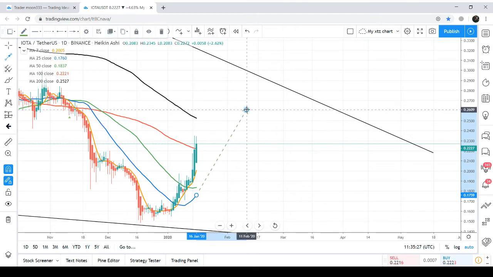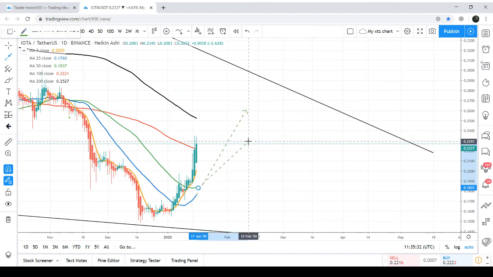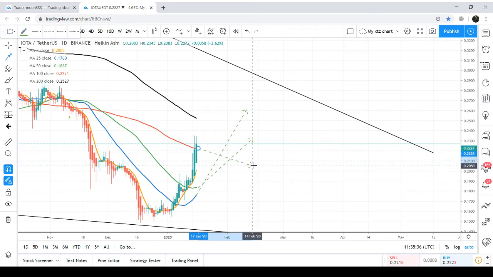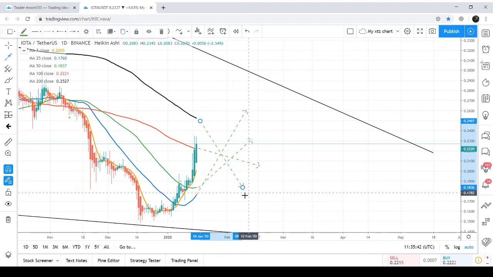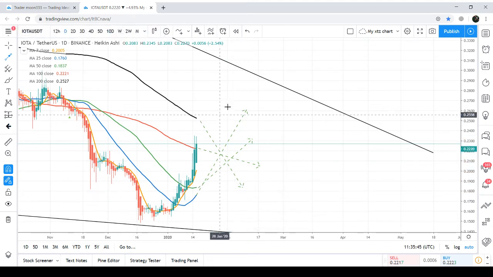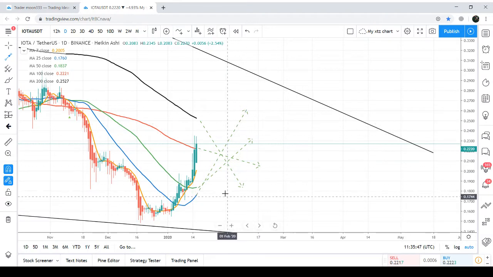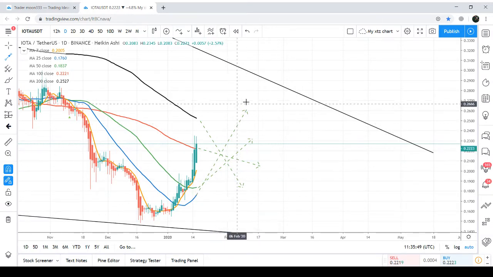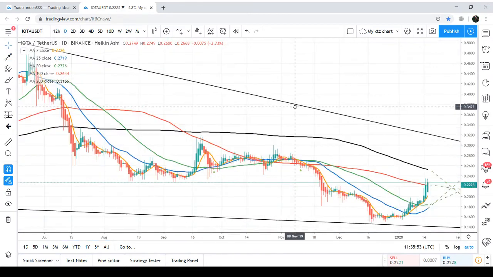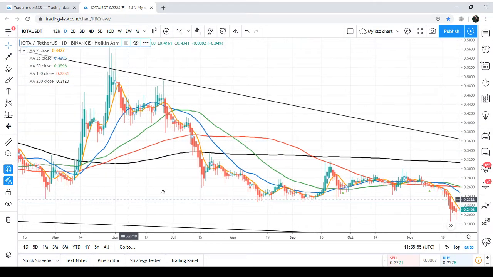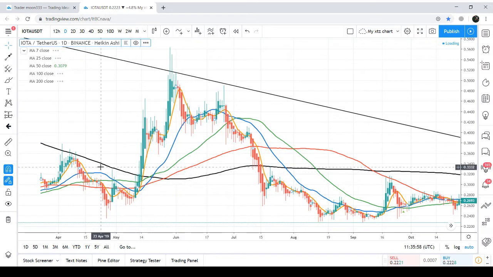The 25 moving average will be above all moving averages. Then we will have the 50 moving average, then the 100 moving average, and the 200 moving average will move down and be below all the moving averages. So the alligator mouth will open, and it will lift the price action up as it has been lifting the price action in the previous history of IOTA.